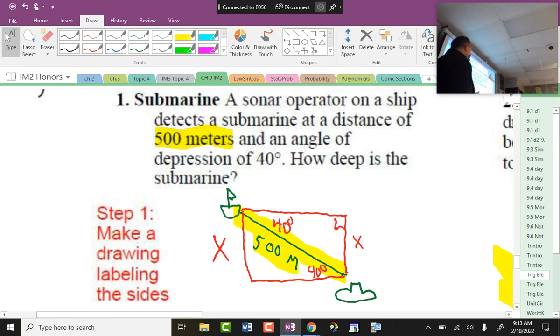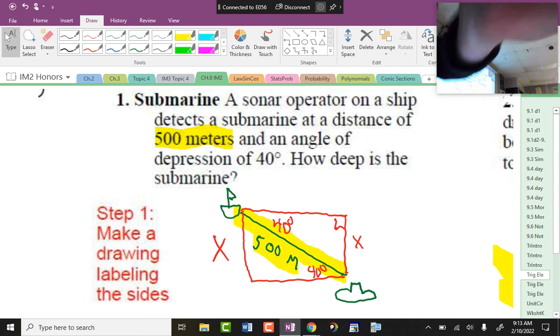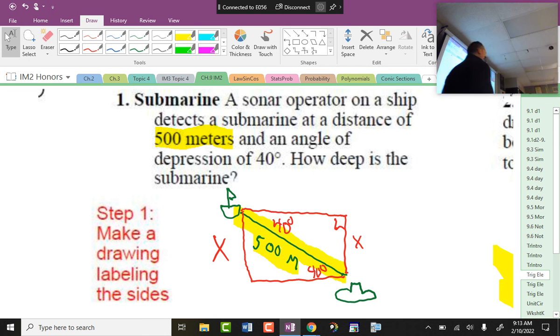Okay. All right. Did you get something like this? Either or. I have 2 triangles drawn, connected in a rectangle. Do you have 500 as the straight distance from the ship to the submarine? And then do you either have this 40 here or this 40 here? Okay, you got to switch that. All right, get that taken care of right now.